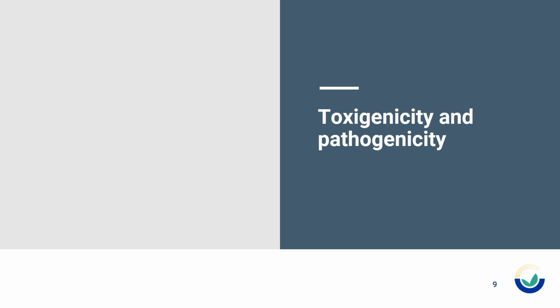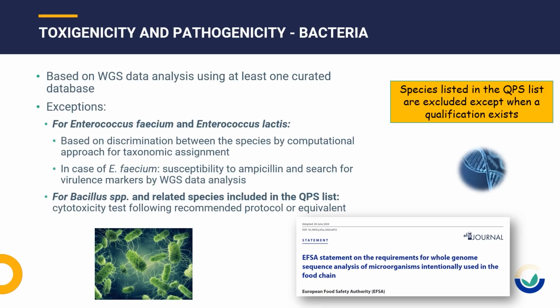The following section regards the assessment of toxigenicity and pathogenicity of the microorganisms, for which different requirements exist for the different taxonomic groups. Let's have a look at these requirements. For bacteria in general, the whole genome sequencing data should be interrogated for the presence of virulence markers using at least one curated and up-to-date database.